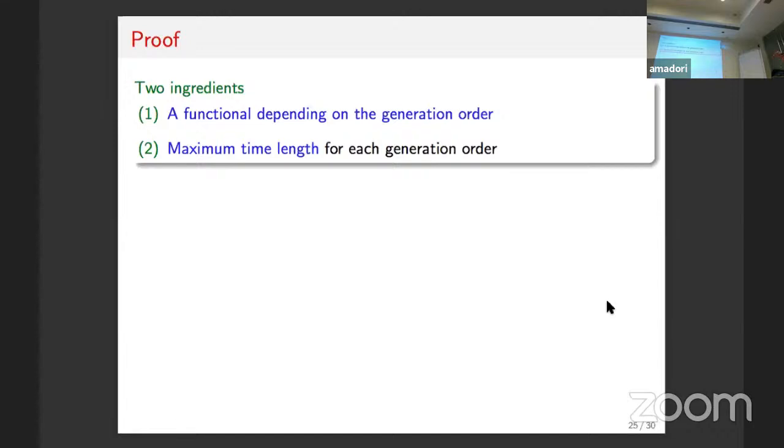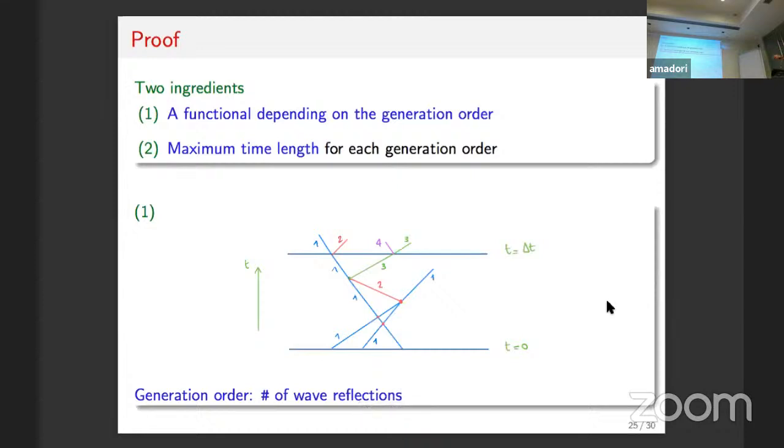So our proof uses two main ingredients. The first one is a functional depending on the generation order of the waves. Let me show the picture. What is generation order? Generation order is a label that we can attach to each wavefront that counts the number of reflections needed to reach that front.